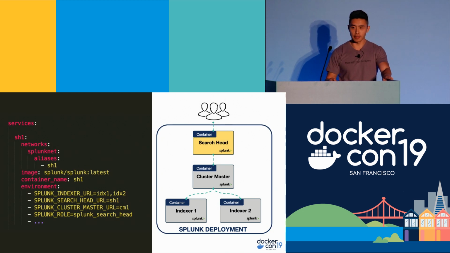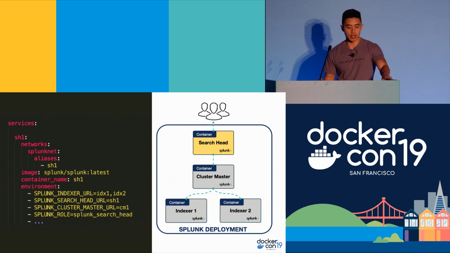We're going to start by defining that first service, that first search head. So I'm going to add it to the network, give it a little network alias so other containers can reference it. Use that Splunk latest image that we publish. Just for a friendly naming convention, I'm going to give it the same container name, search head 1.